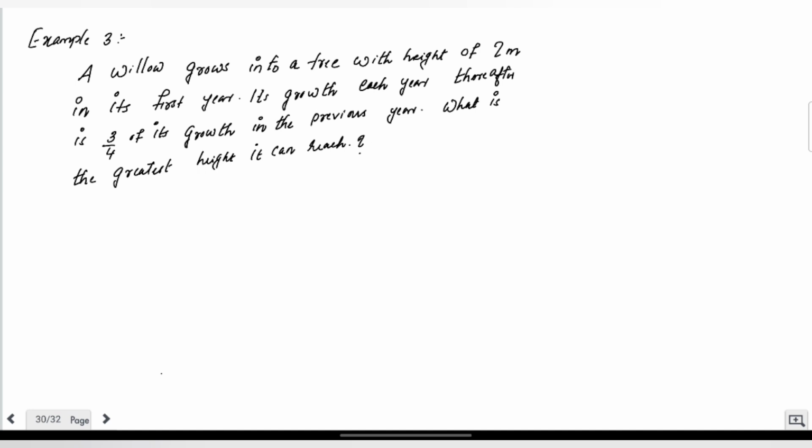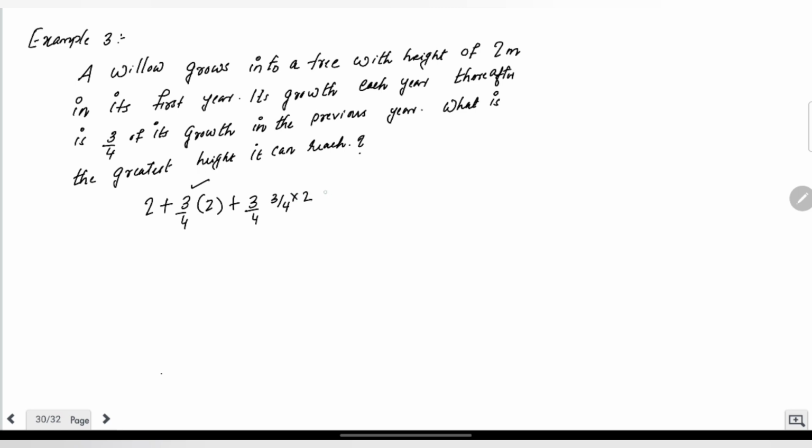That's the question. Initially the height is 2. We can develop a geometric pattern. The first height is 2 meters. Then at the end of the second year, it will be 3 by 4 of the previous one, which is this. Is it clear? Then the third year, again 3 by 4 of the previous one, that is 3 by 4 times 2.